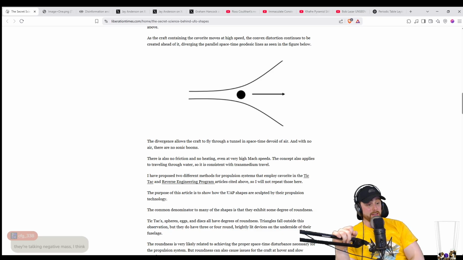It's very interesting, actually. They're talking negative mass, I think. Well, technically, yes, I think CFG, yeah. That's what it would be, yeah. Negative mass matter, yeah. I think, or he's mentioning matter, is implying mass, I don't know.